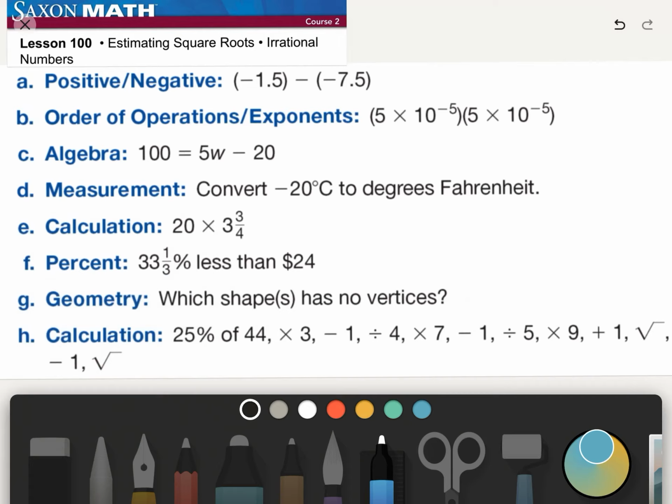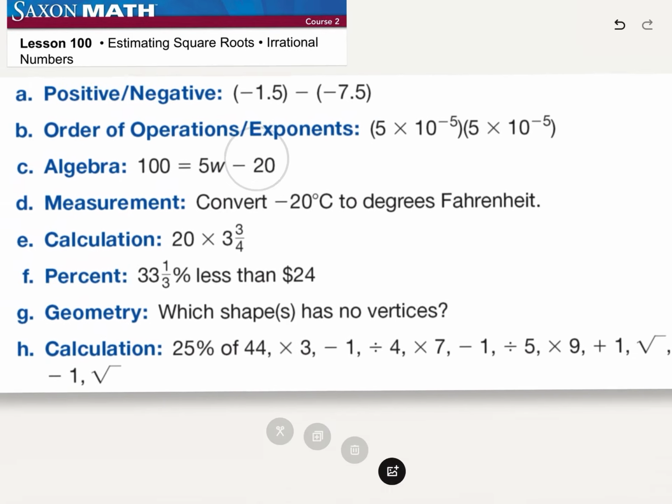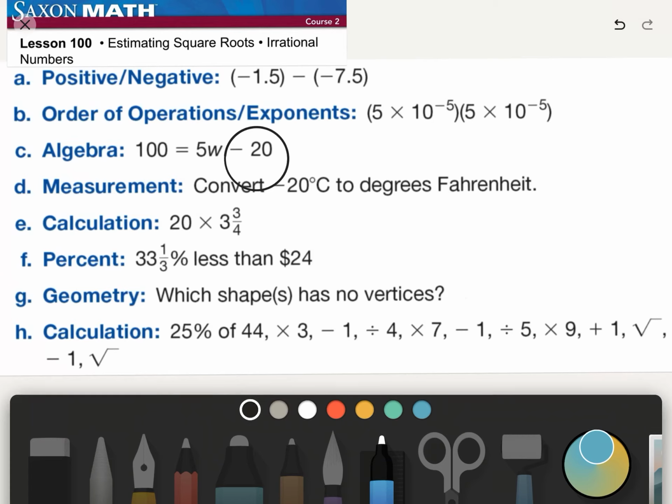Okay, algebra. We can look at this right away and see that we should add 10 to each, or 20, to each side. So we can immediately make that 120 equals 5W. And so, 100 would get us to 20. And then the other 20 would get us 4. So 24 equals W.